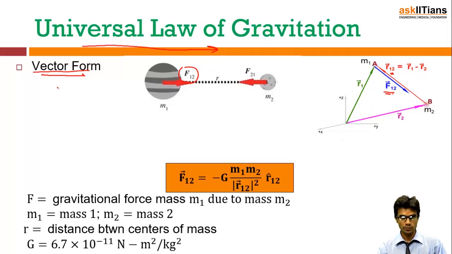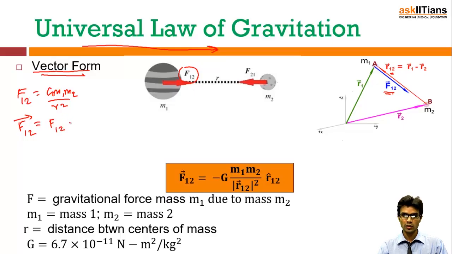So F12, first we have to write this in scalar form. F12 is equal to G m1 m2 by r square. Okay, now if you want to write it in vector form, the vector F12 can be written as the magnitude of F12 into a unit vector.